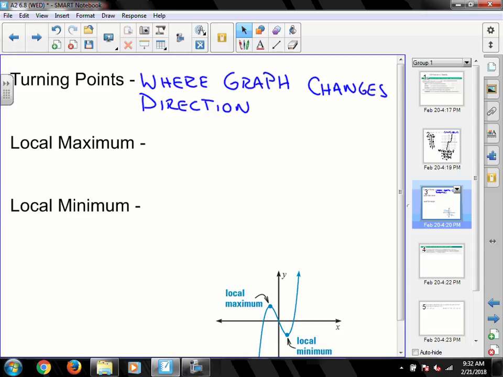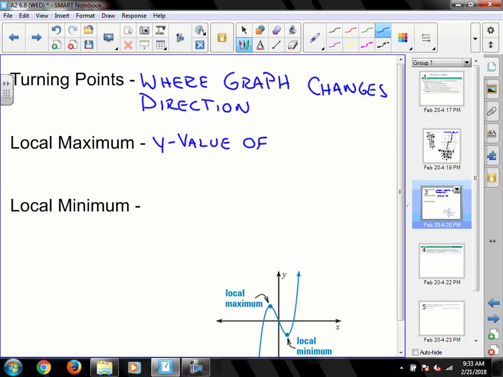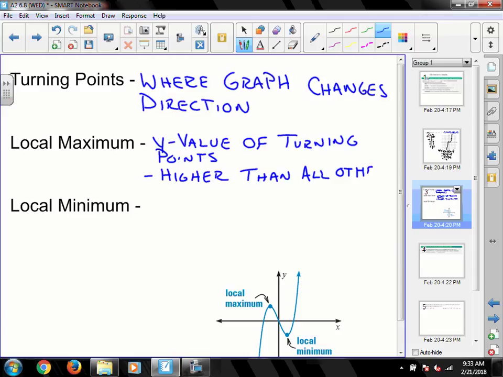So local maximum, that is the y value of the turning points, and since it's a maximum, it is going to be higher than all other nearby points.